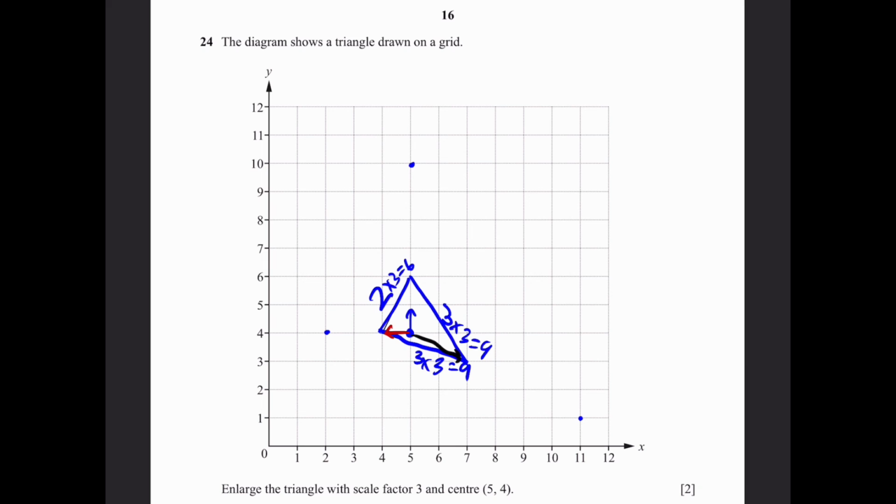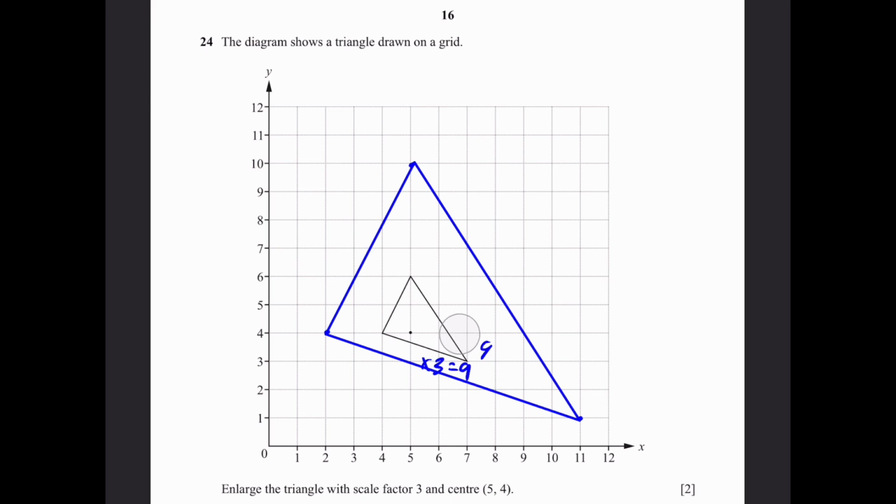Now let's join the points together. First (5, 10) and (2, 4). Join. (5, 10) and (11, 1). Join. (2, 4) and (11, 1). Join. So this is the finished triangle after enlarging it. And now for a clear view of it, let me erase all the points which I've drawn. So this is the triangle.